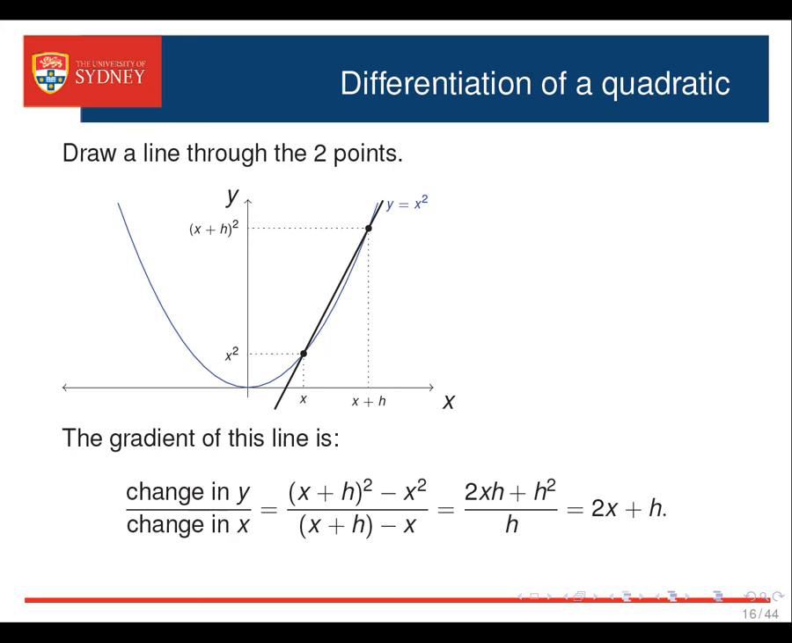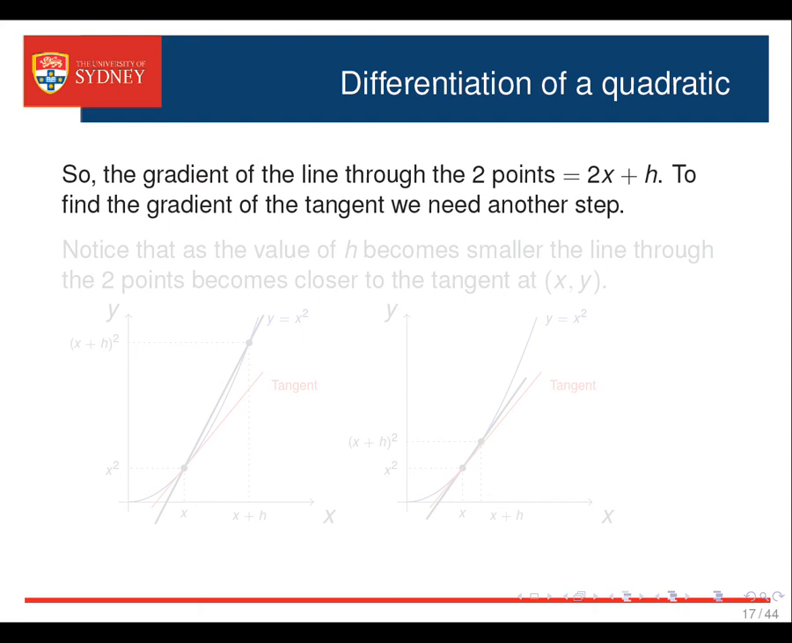Now to find the gradient of this line, this is simply given as change in y over change in x. That is the difference between the y-coordinates of the 2 points over the difference between the x-coordinates of the 2 points. This will simplify to 2x plus h. So the gradient of the line through the 2 points is equal to 2x plus h. However, this is not the gradient of the tangent. To find the gradient of the tangent, we need another step.